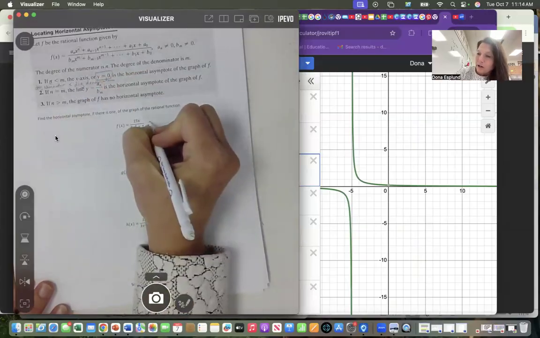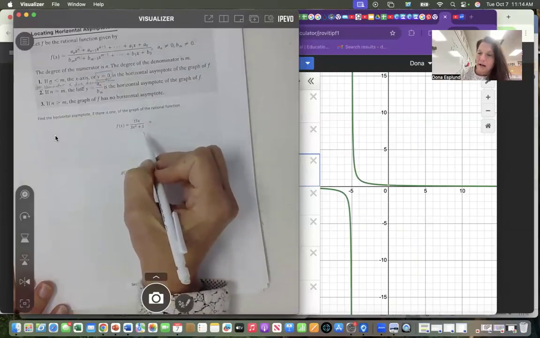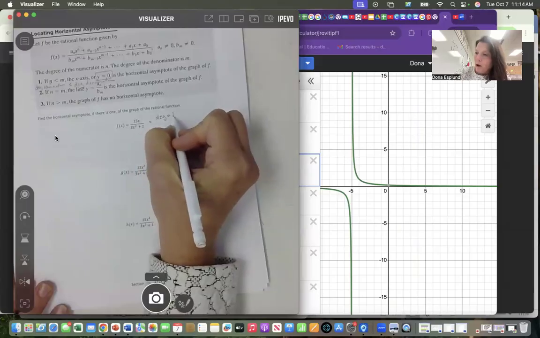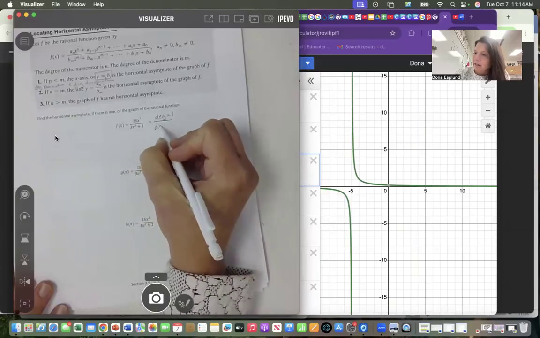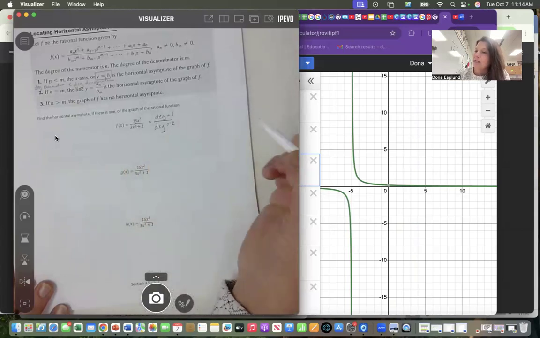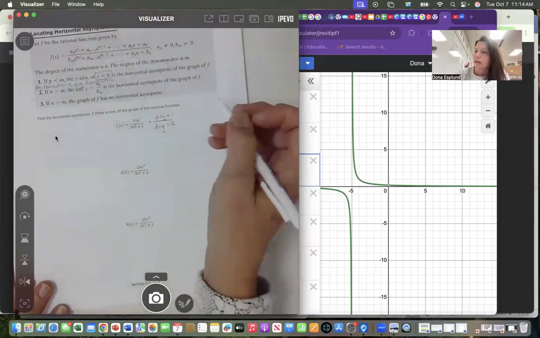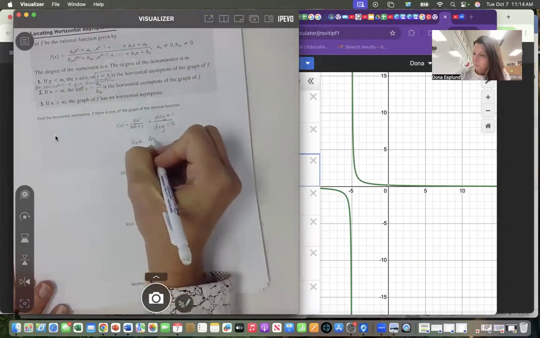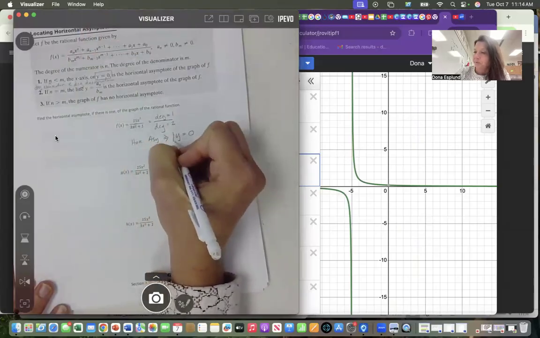So over here on my first problem, I'm going to identify the degree of my numerator and the degree of my denominator. The degree on the top is going to equal 1 because I have x to the first power. On the bottom, I have a degree of 2 because I have an x squared. In this case, the degree on my numerator is smaller than the degree on my denominator, and so I know that my horizontal asymptote is y equals 0.